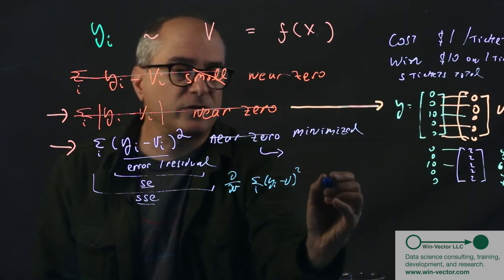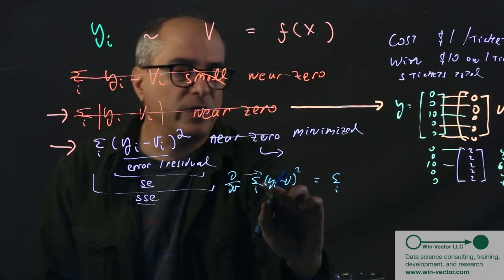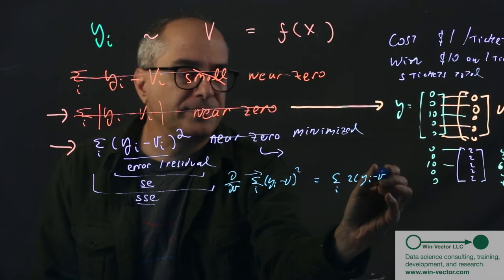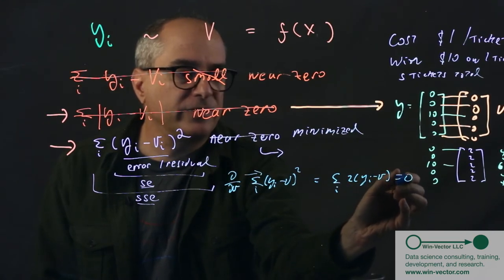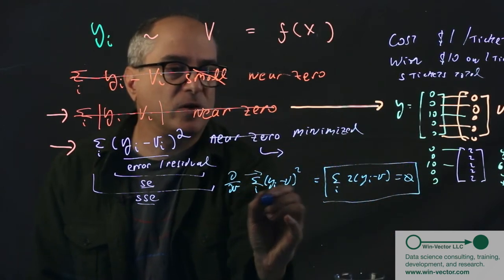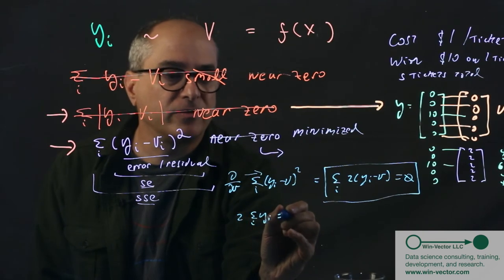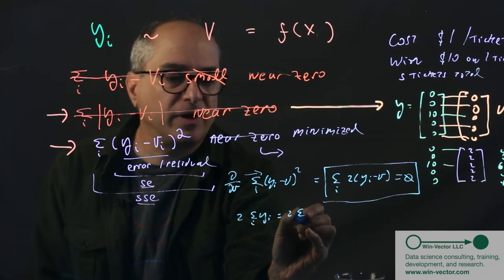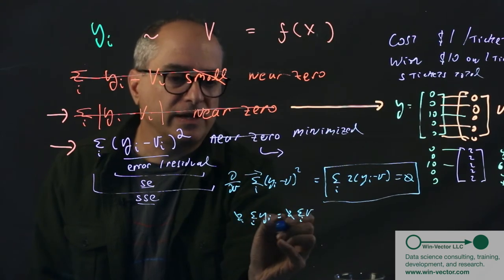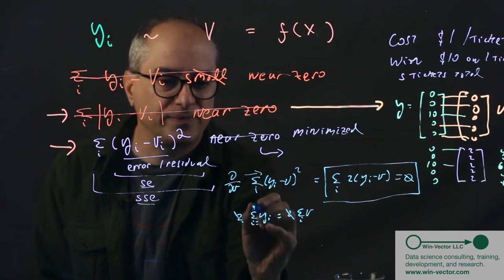Well, the derivative goes right through the sum. The derivative of a square is just 2 times the quantity, and we're looking for that to equal 0. Well, that gives away the whole thing. I can just move things around and I get 2 times sum over i of yi equals 2 times sum over i of v. Cross out the 2's, and sum over i of v is just nv, if n is our number of rows.